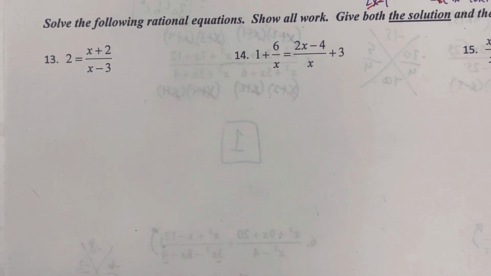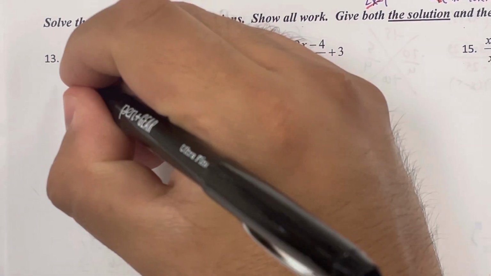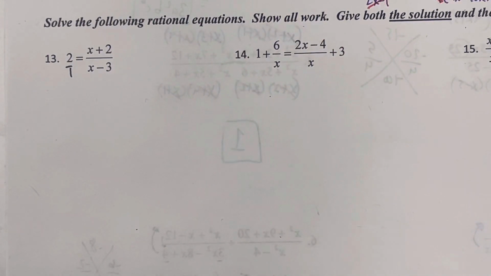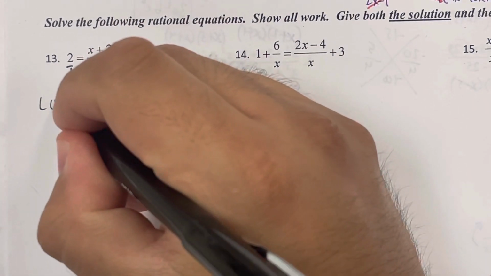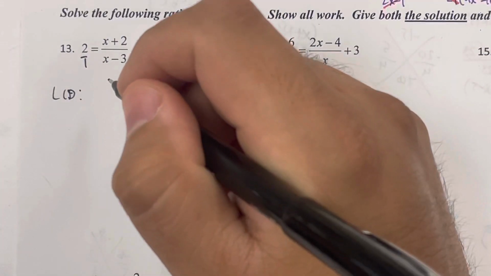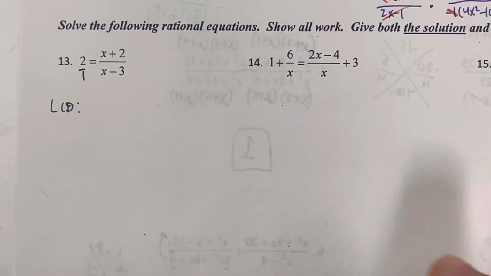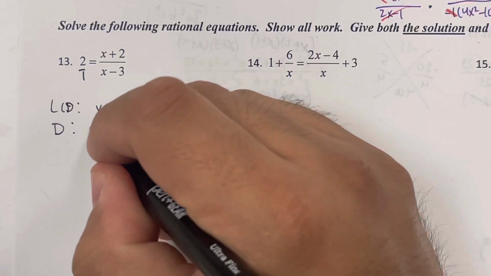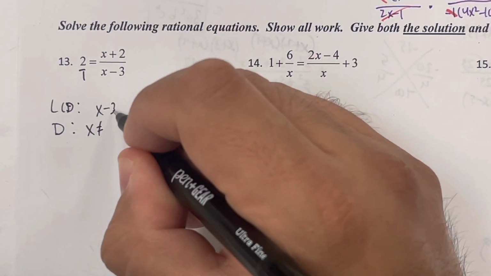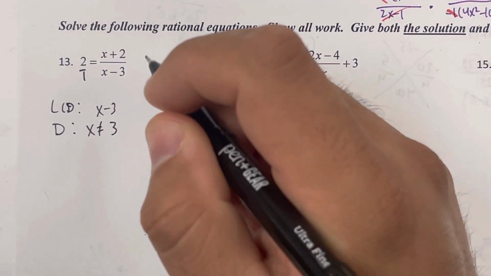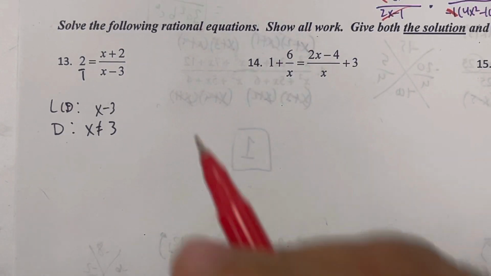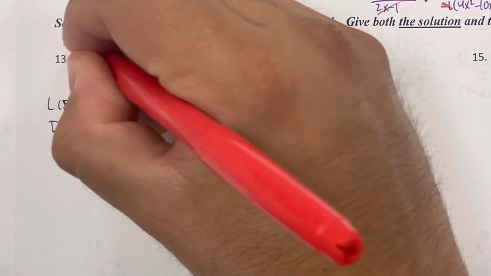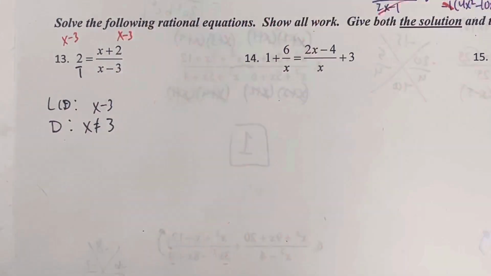All right, so for the first one, let's see, we have a non-fraction here, so we're going to put the 2 over 1. So for my LCD, they have nothing in common, and what's not in common is x minus 3. For my domain restriction, x cannot equal 3, because 3 minus 3 is 0. All right, so we're going to put the LCD above each one. And it's really multiplying to the numerator.